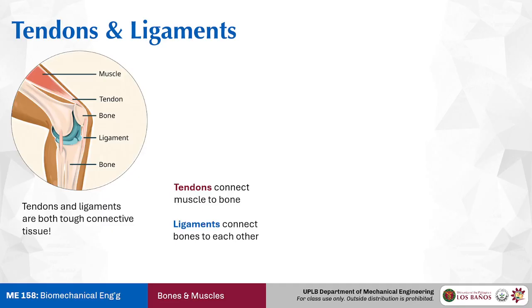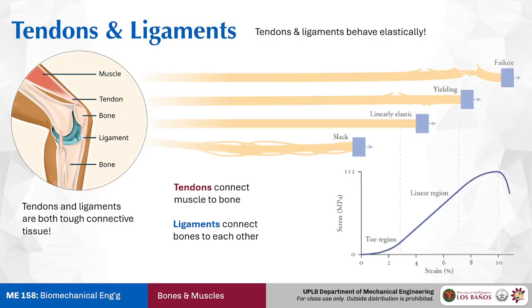Now, the tendons, you can think of them as the spring part of our system. The tendons have at least a limited range of elasticity. So when the muscle stretches, the tendon kind of behaves like a very weak spring.